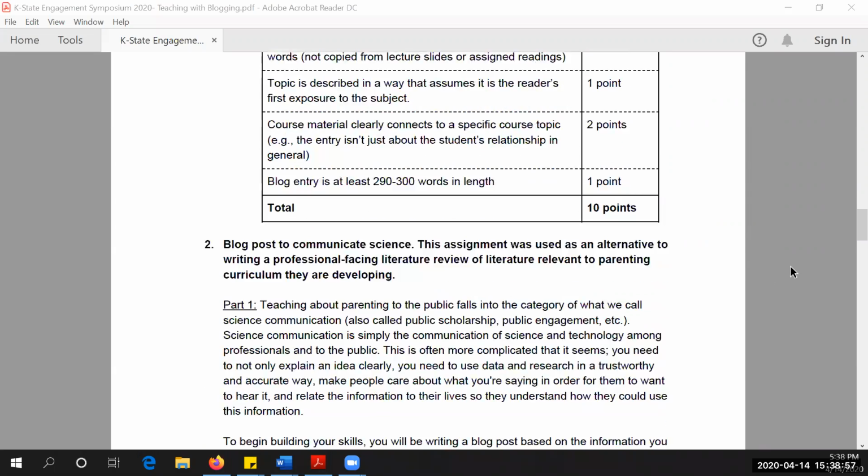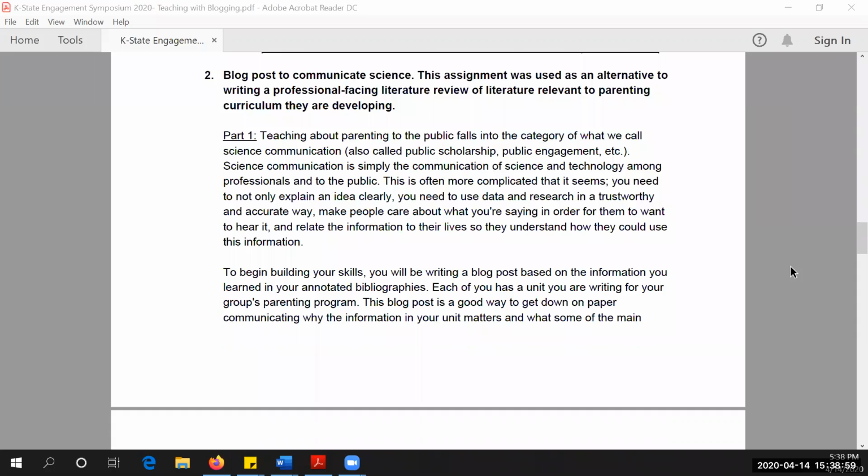The next example we have here is how Amber utilized blogs in her class. With this one, she had her students take an article, like a journal article, and then turn it into a blog post. In both cases, it's trying to take content that was not necessarily designed for the general public and make it easy to understand and put it in bite-sized chunks for those people to understand.